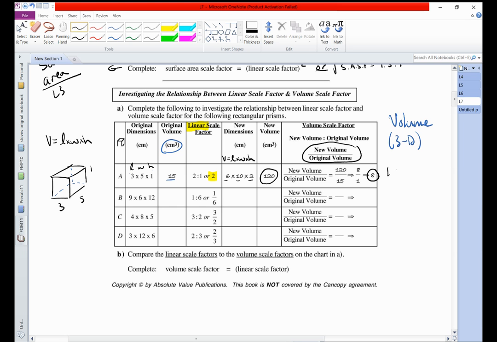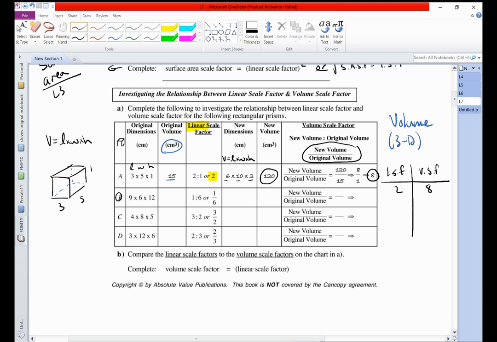So far we have a linear scale factor and a volume scale factor. Linear scale factor of 2, volume scale factor of 8. Let's do one more, or maybe 2 more. So we have a new rectangular prism. It's a 9 by 6 by 12. This is rectangular prism B.